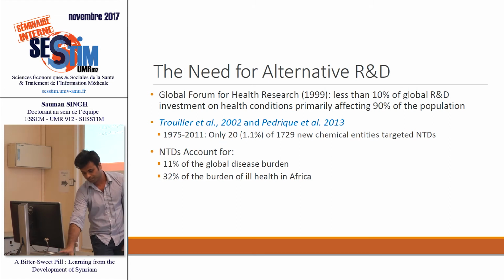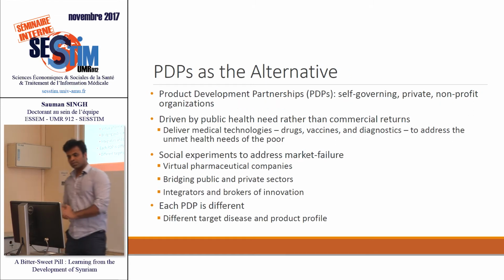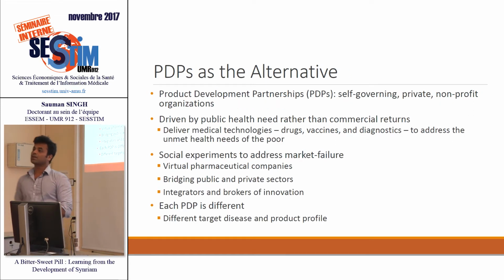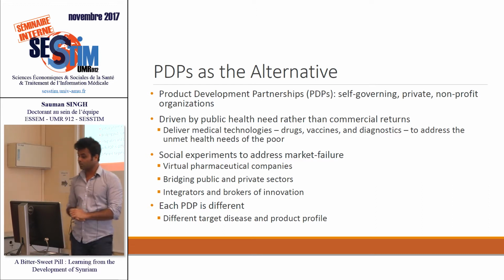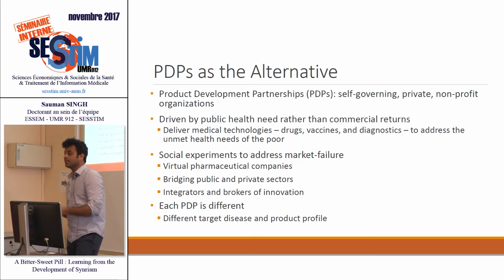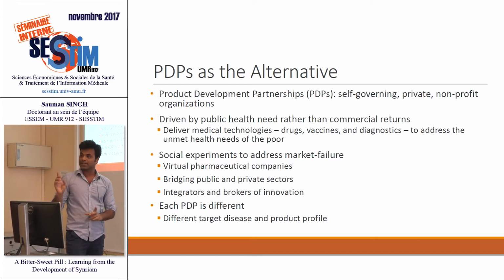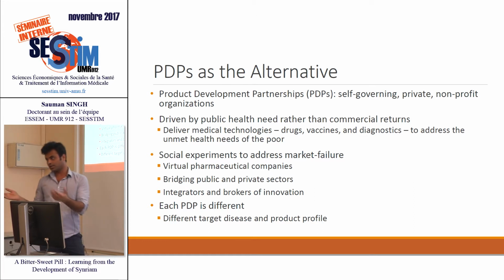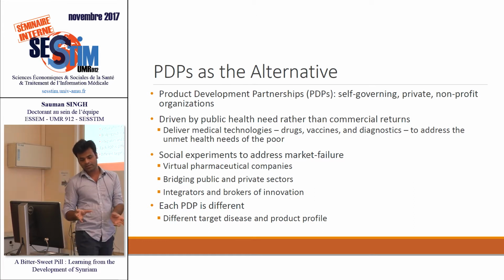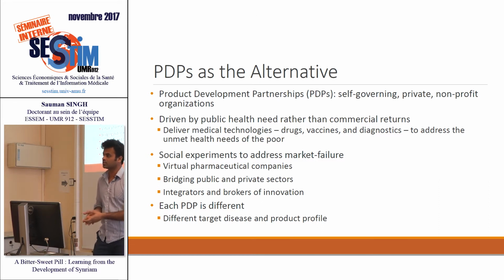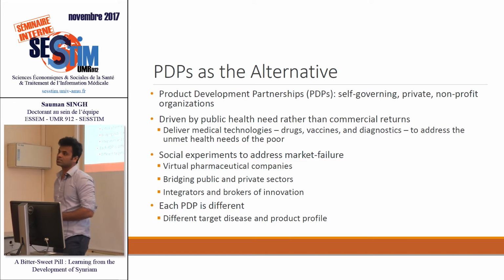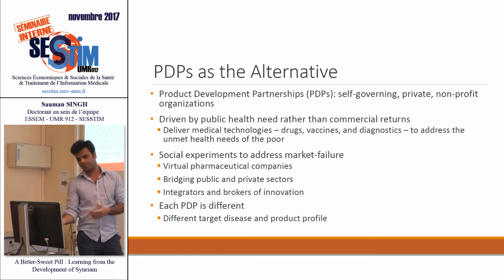How do we do it? Product development partnerships have come as an alternative. They are private organizations. They are not for profit, and they are self-governing and global in nature. They are driven by public health needs, not by making profits, because these diseases are not profitable. Their whole idea is to deliver medical technologies, which are drugs, vaccines, diagnostics, and even insecticidal nets, bed nets for malaria.